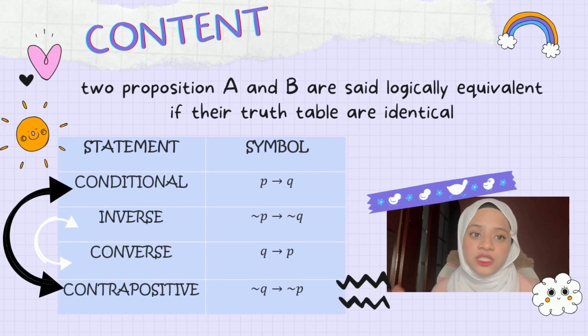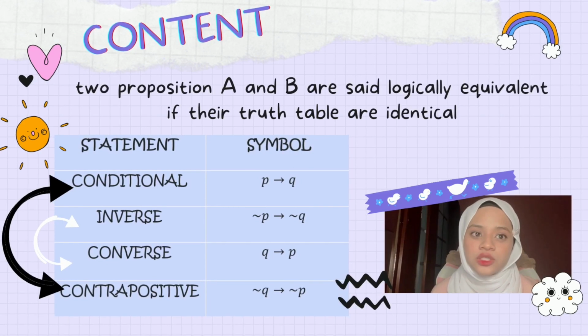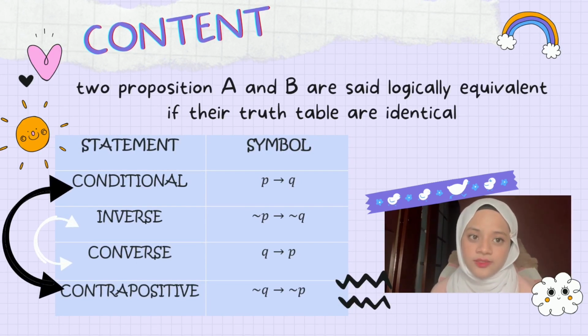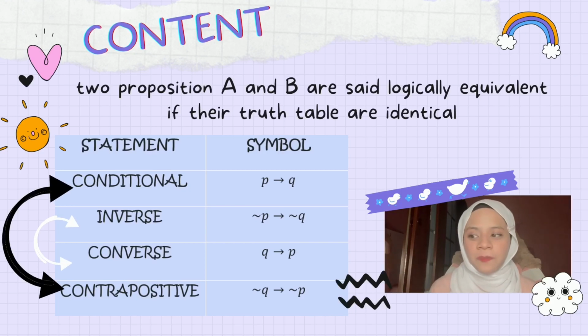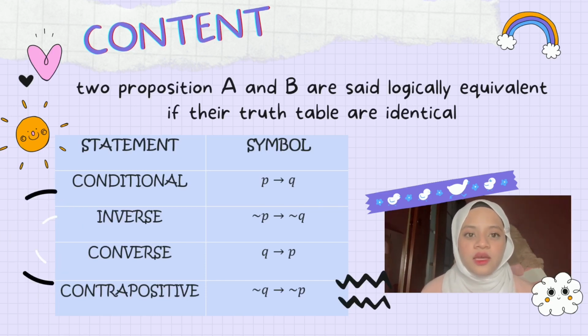Next, two propositions such as A and B are said to be logically equivalent if their truth tables are identical to each other. In the table next to me, you can see that I made a table of statements and symbols. There are 4 statements and 4 different symbols. First is the conditional, which is P implies Q, next the inverse, which is negation of P implies negation of Q, the converse, which is Q implies P, and the last one is the contrapositive, which is negation of Q implies negation of P.